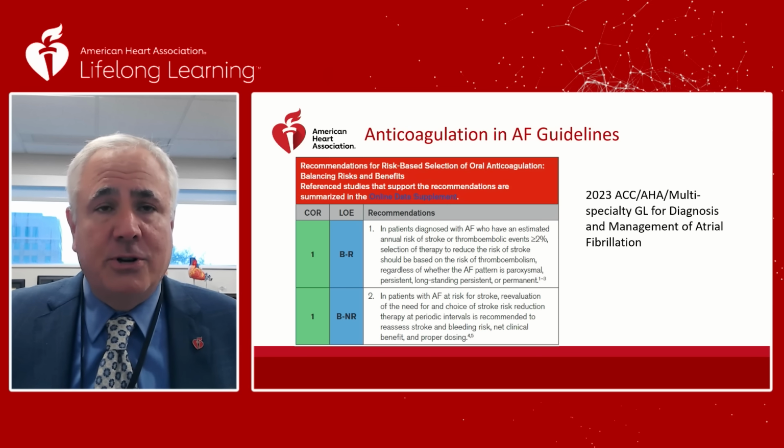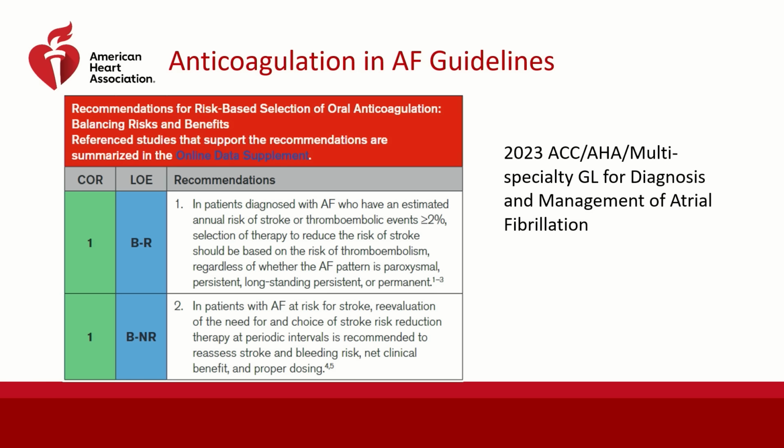And in fact, that's what the current atrial fibrillation guidelines recommend for the prevention of stroke. That is to say, as you see here in the top box, a 1BR recommendation that if a patient has a per year risk estimate from CHADS-2 VASC of 2% or greater, then they are recommended with a class 1 recommendation that they should take anticoagulant therapy.